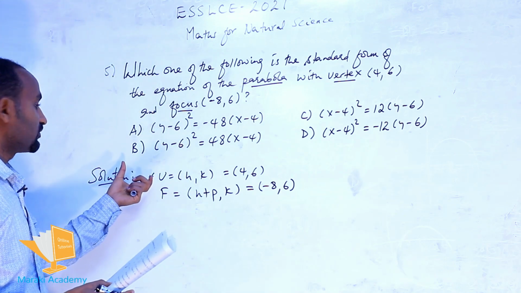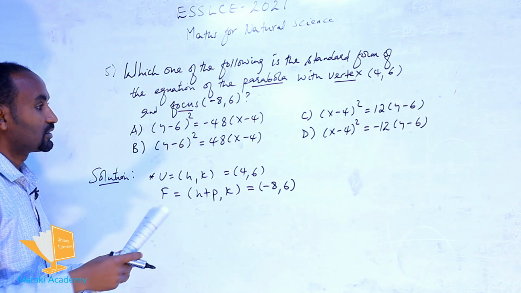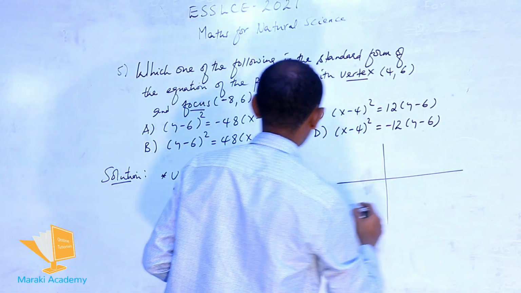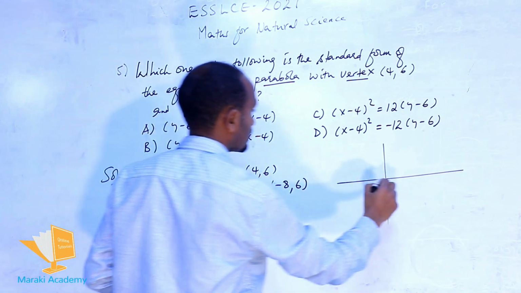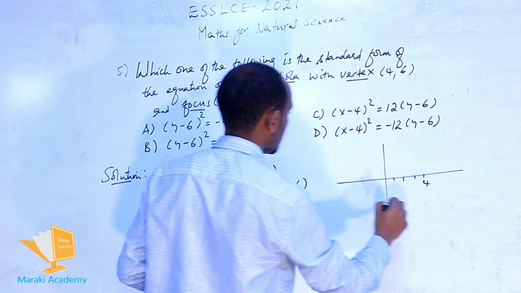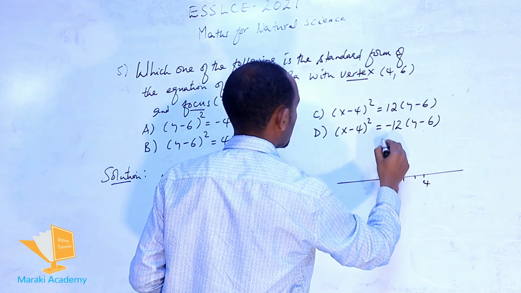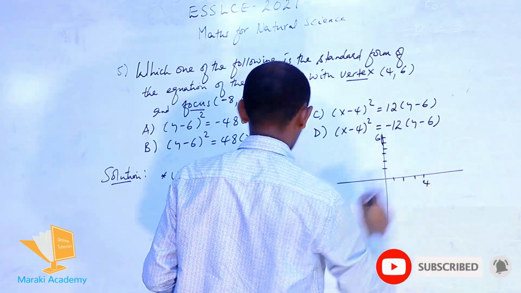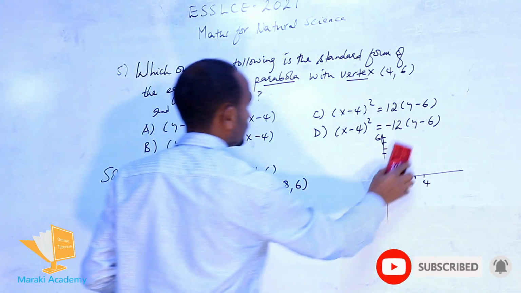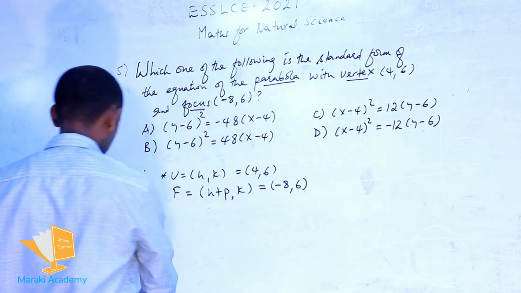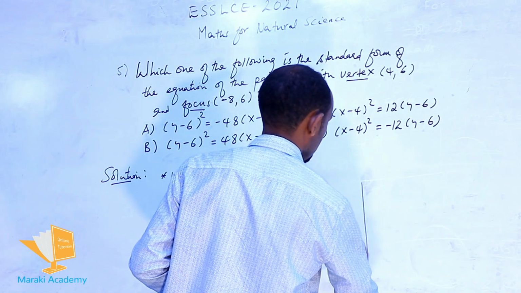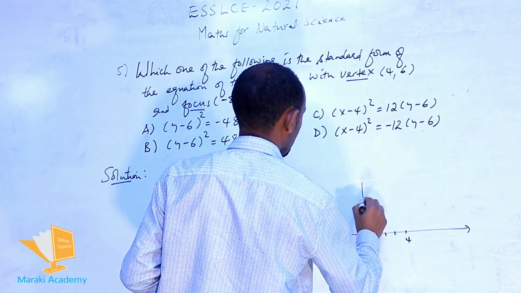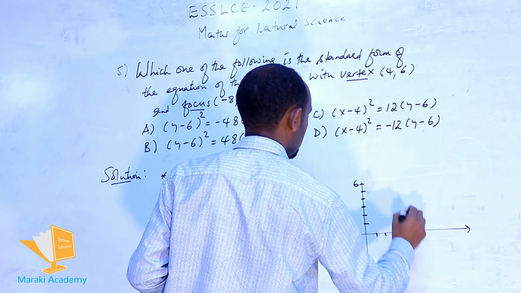So given the vertex and the focus of a parabola, we can at least draw the graph of the parabola and see what it looks like. So the vertex is 4, 6: 1, 2, 3, 4, somewhere here, and 1, 2, 3, 4, 5, 6, somewhere here, roughly. So I think I should redraw the graph. I need to have more space. So 1, 2, 3, 4, and 1, 2, 3, 4, 5, 6, somewhere here.